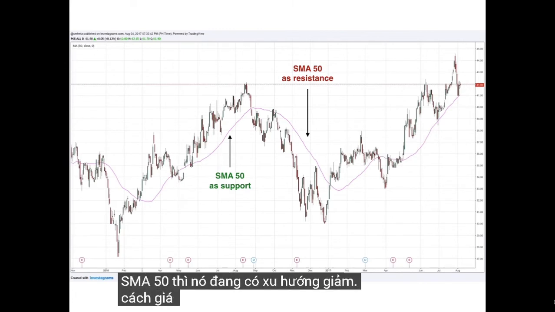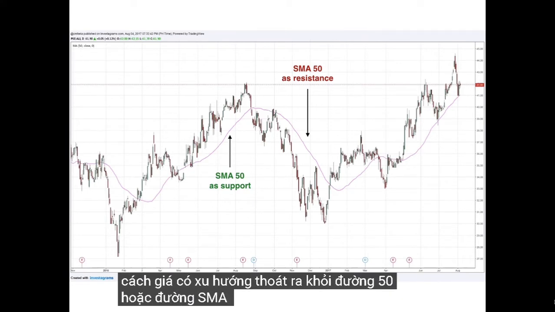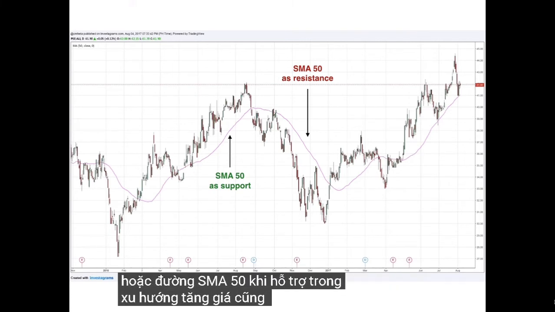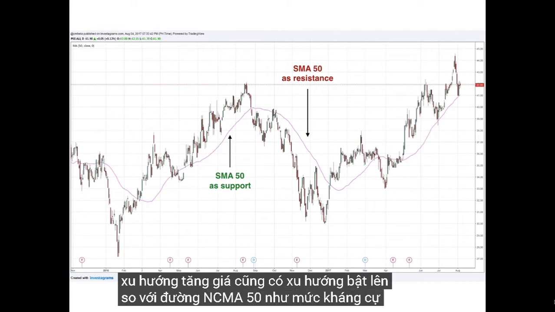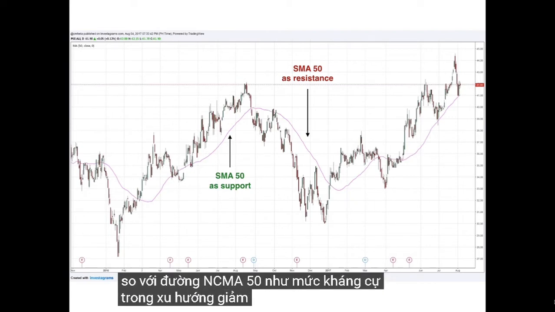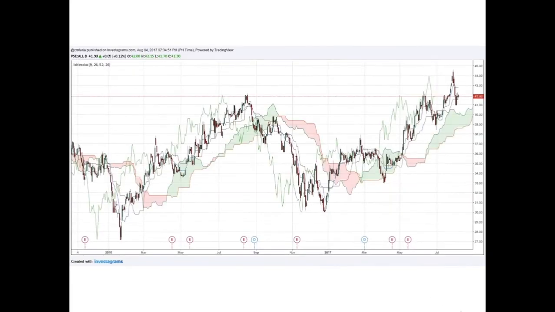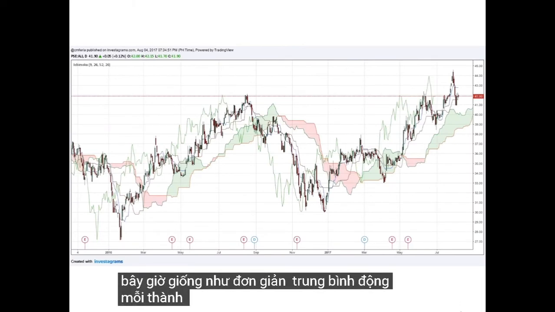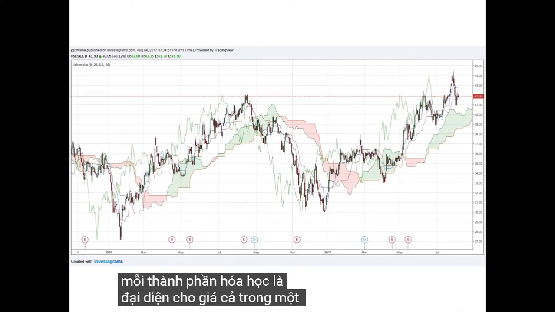Now notice how prices tend to bounce off the SMA 50 line as support in an uptrend. Price also tends to bounce against the SMA 50 line as resistance in a downtrend. Now, just like simple moving averages, each Ichimoku component is a representation of prices over a period of time.